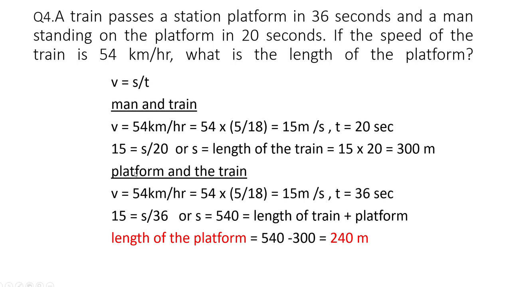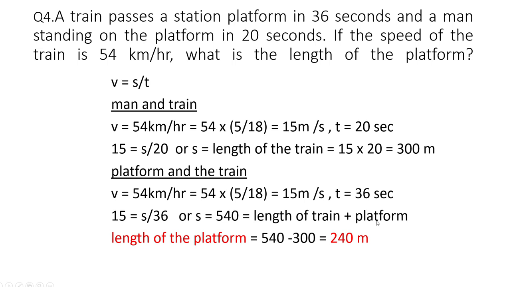Now we will consider the platform and train. In that case, again the velocity of the train is the same, so 54 km per hour, which is equal to 15 meter per second. Now to cross the platform, the train takes 60 seconds. So here we have 15 is equal to S by 60, from that we will get S is equal to 900 meters.